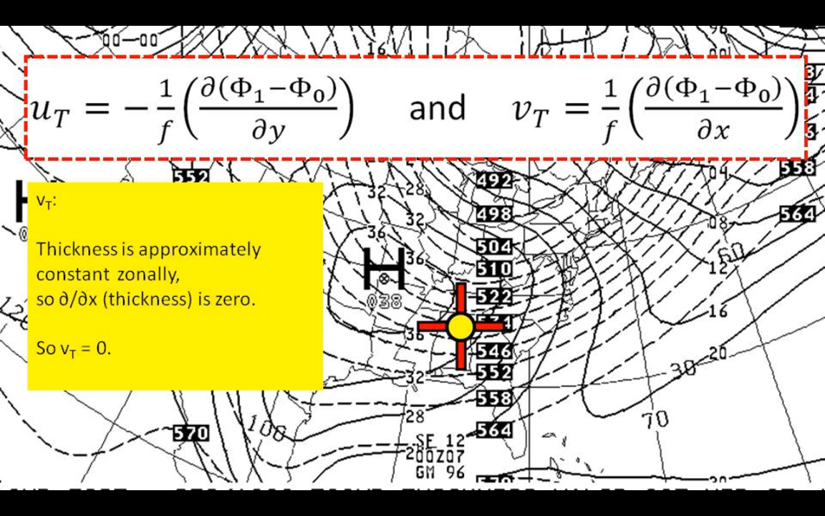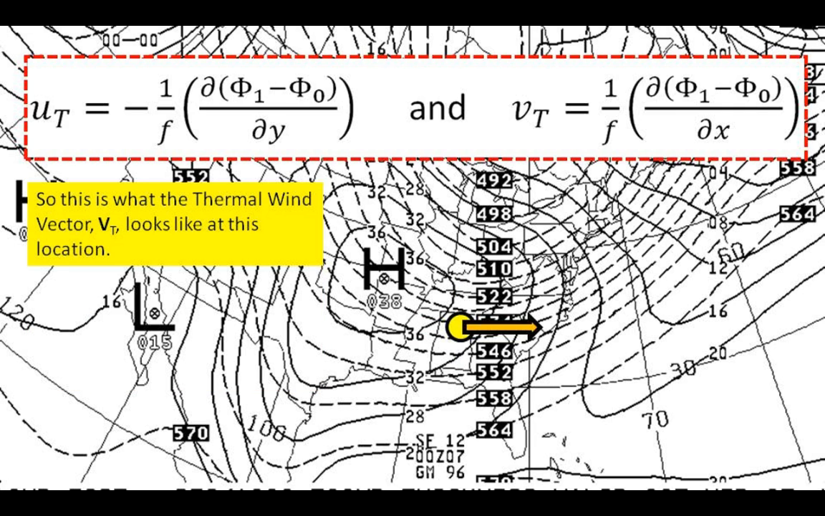On the other hand, at that particular location, let's look at VT. We're going to be looking at the changes in thickness in the x direction. And if you take a look, it's basically constant at that location in the x direction. We're at basically the same contour on the east side and the west side of that plus symbol. So in this case, VT at that location is 0. So if I wanted to actually draw what my thermal wind vector is going to look like at that location, it looks like something like this.